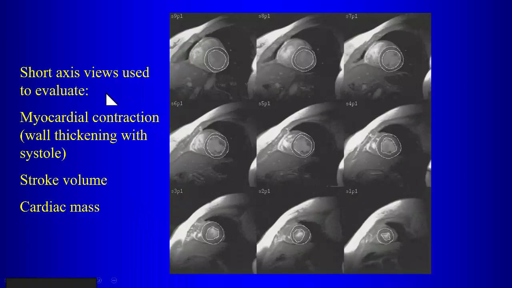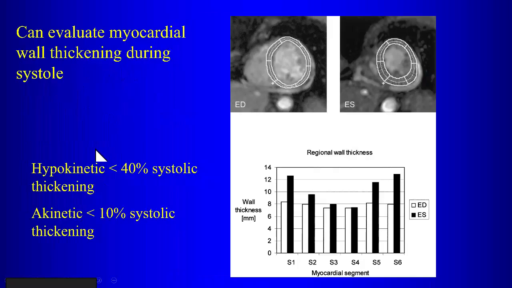So we can use our short axis views to evaluate myocardial contraction. You can look at wall motion. During systole, the myocardium should thicken. So you can calculate stroke volumes, you can calculate cardiac mass. So all of your functional calculations are usually done using these short axis views. Okay? Myocardial wall thickening, you can calculate how much the myocardium thickens. Does it thicken normally? Right? So all of that you can do with your short axis views.